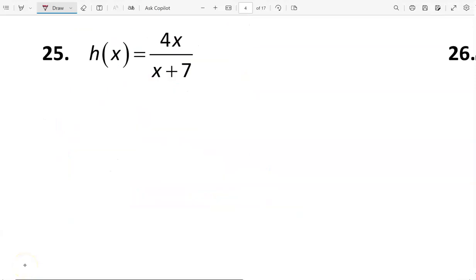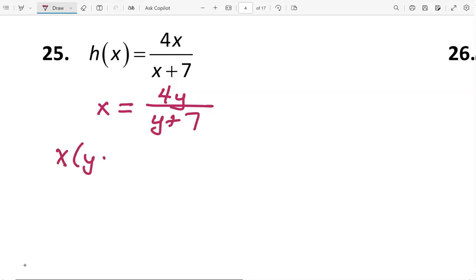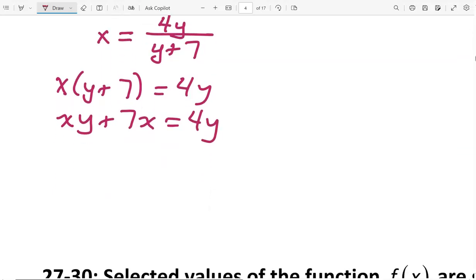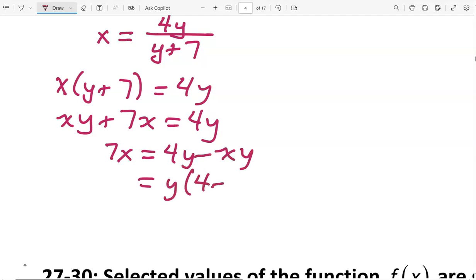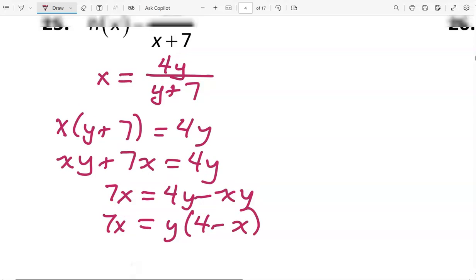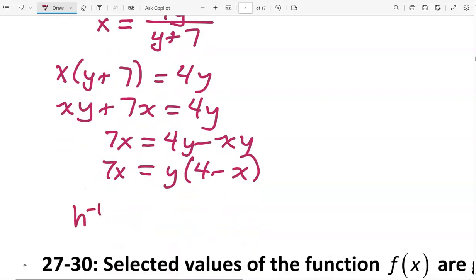In 25, I'm going to begin by swapping the y variable, which is h of x, with x, and the x variables with y. I'm going to clear the fraction first by multiplying by y plus 7, distribute, and then solve for y by moving all terms with y to one side of the equation and factoring y.